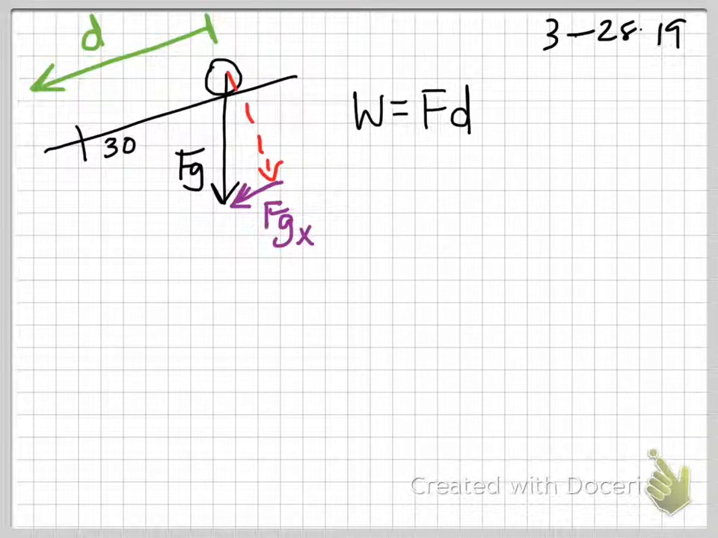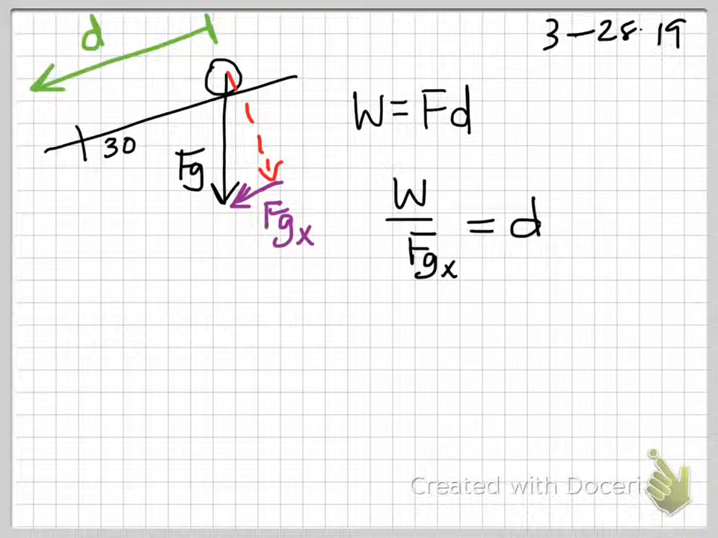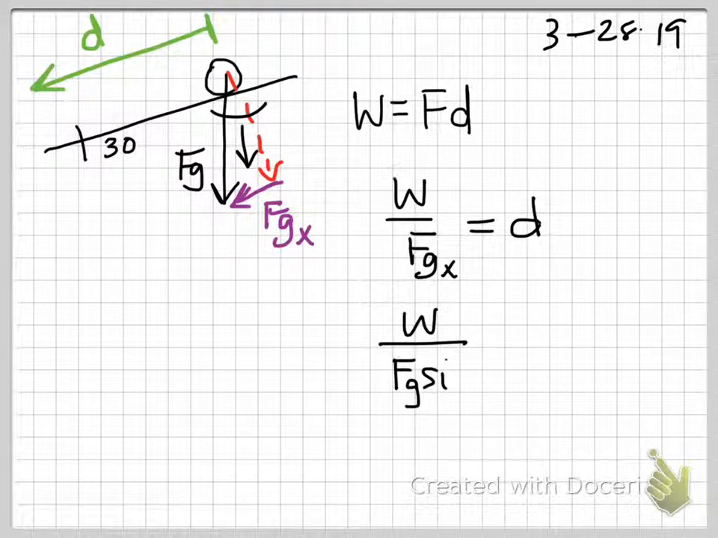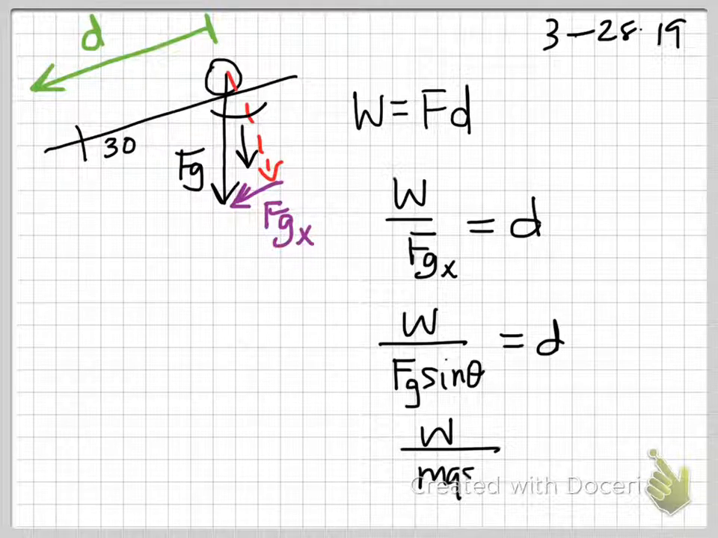Well, I went ahead and did this. Work divided, oh, I'm looking for distance, right? So work divided by force of gravity on the x equals distance. There's my angle theta. So work divided by force of gravity sine theta equals distance. Whoops. Work divided by mass times gravity times sine theta equals distance.